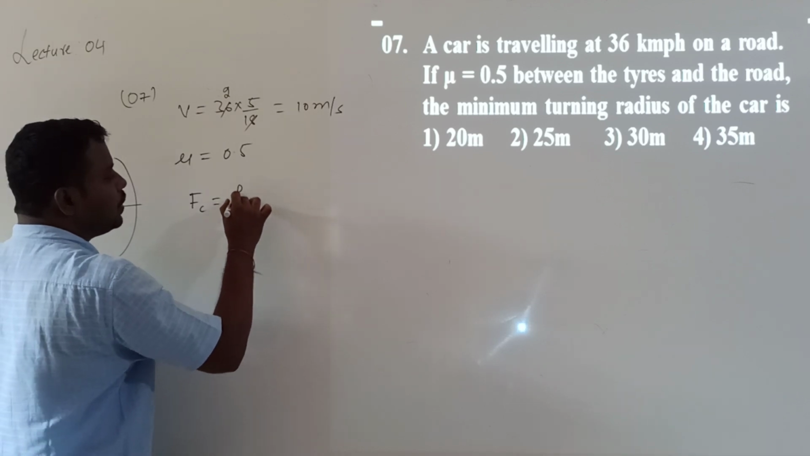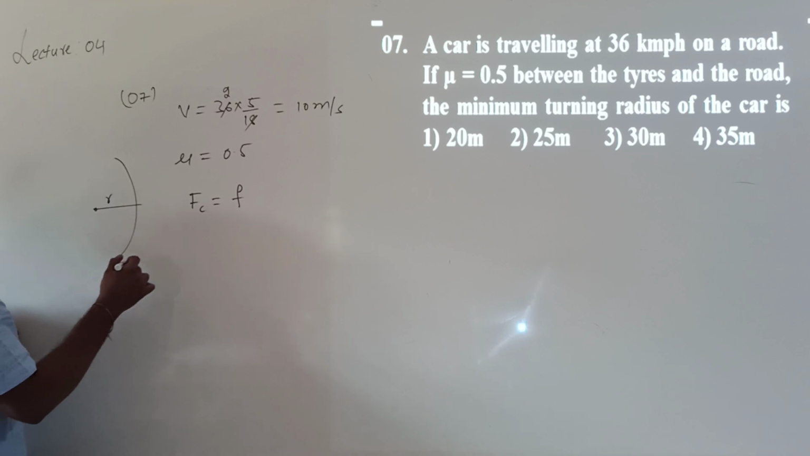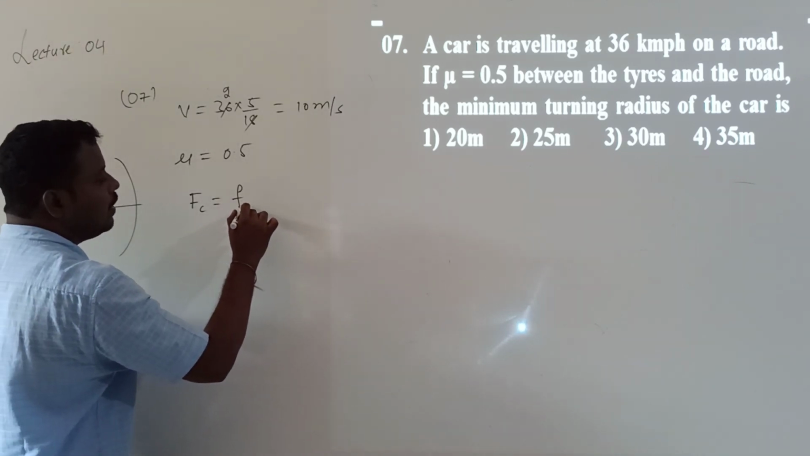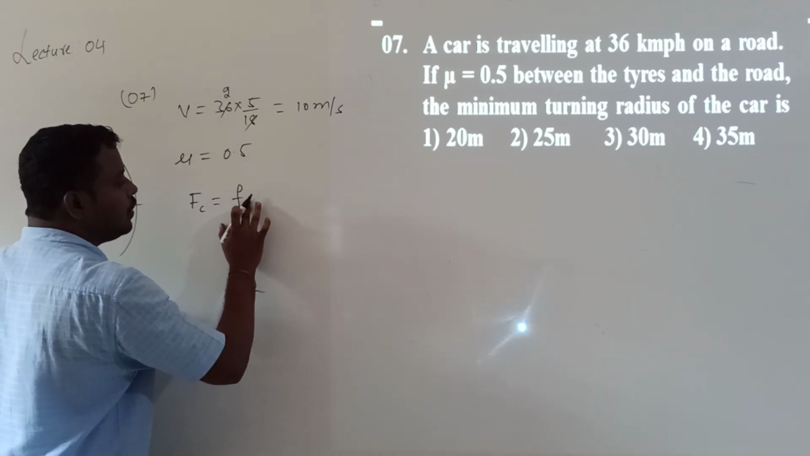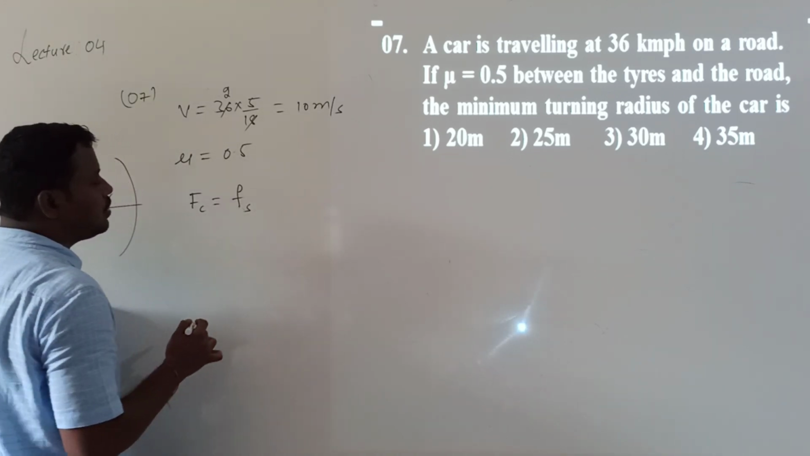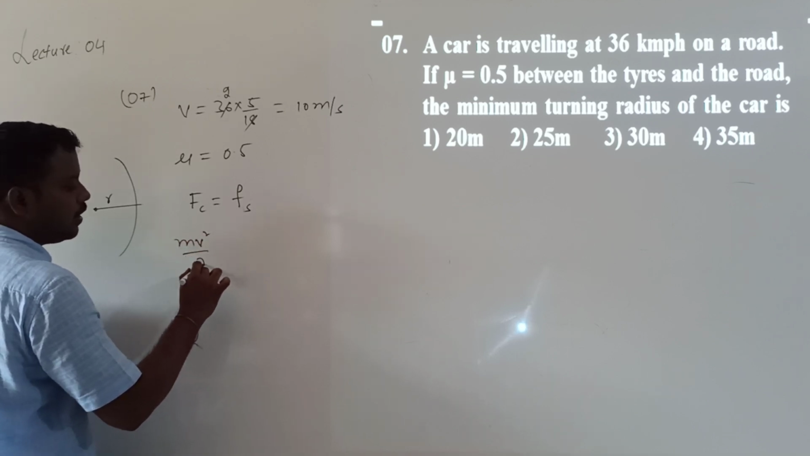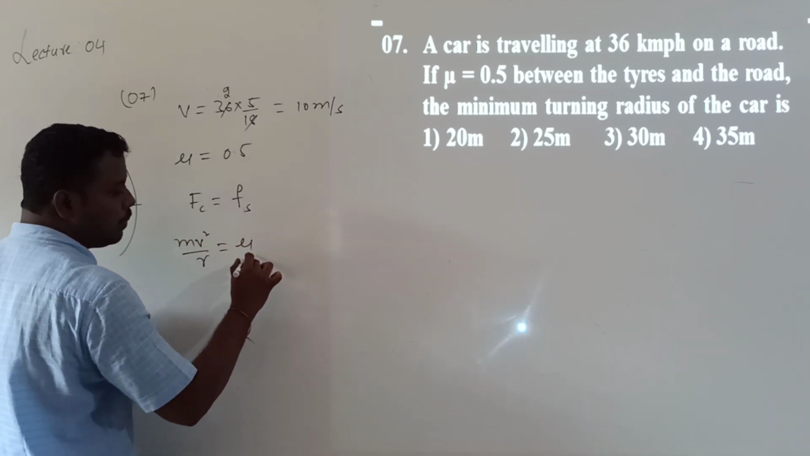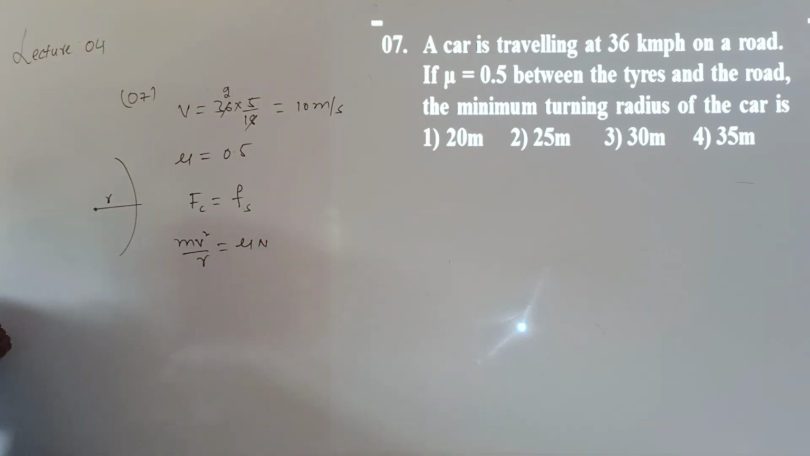So in the case of a car moving on a road, the frictional force between the tires and the road will provide the necessary centripetal force. To have the centripetal force maximum, the frictional force is also maximum. Centripetal force is given by m into v square by r. Frictional force formula is mu into N. You will come to know this in laws of motion.